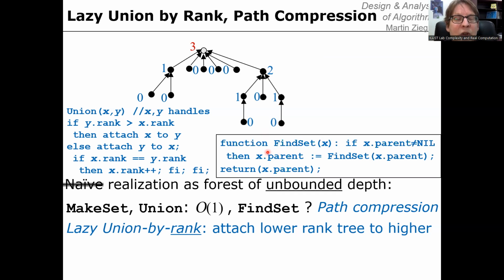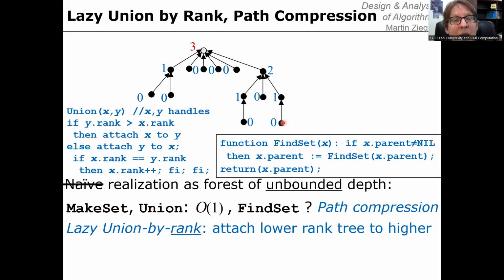Find set of x returns the unique handle, the root. If the parent of x is already absent, that means we are at the root, then we return that. Otherwise, we find the unique handle of its parent recursively, so it's recursive. We find the unique handle of this element, which is the same, and we return that.